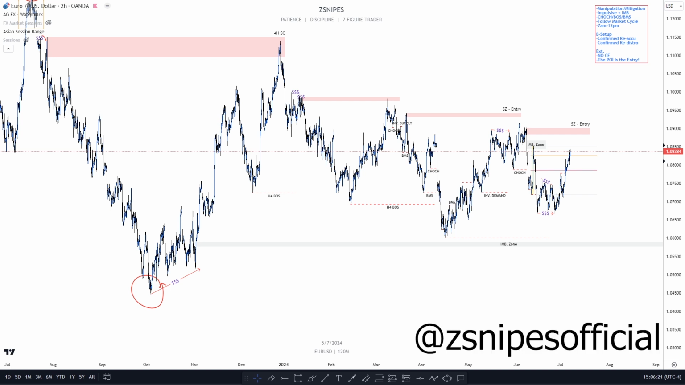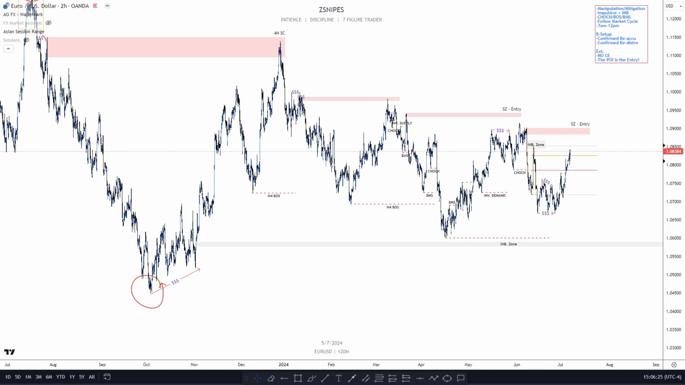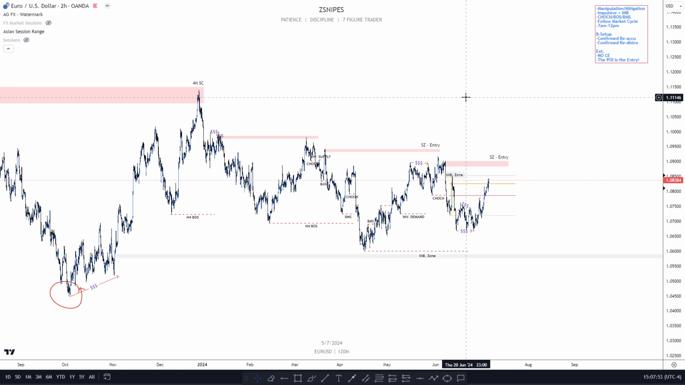C Snipes Official. I posted a question asking what's the biggest thing that my followers are struggling with right now. I had a response about market structure, and that's what I'm covering right now. Market structure is going to be the most important thing when it comes to your analysis.